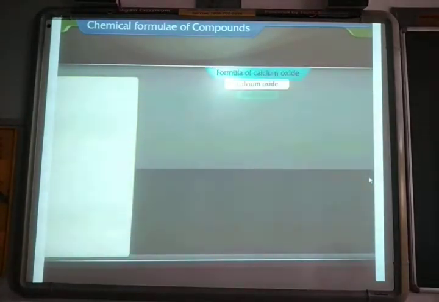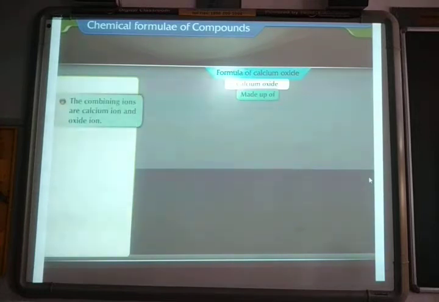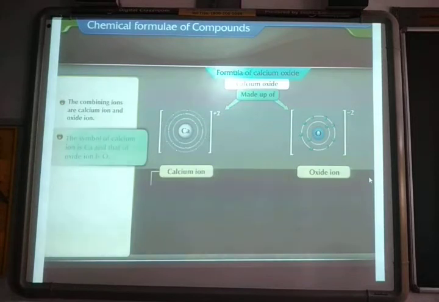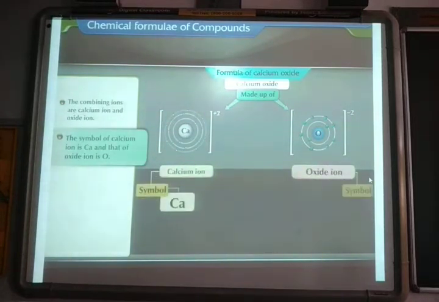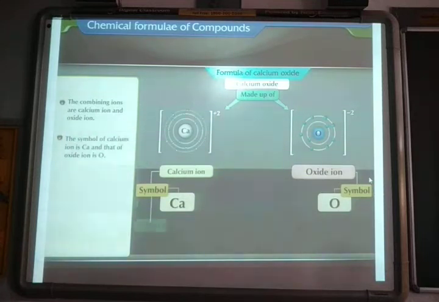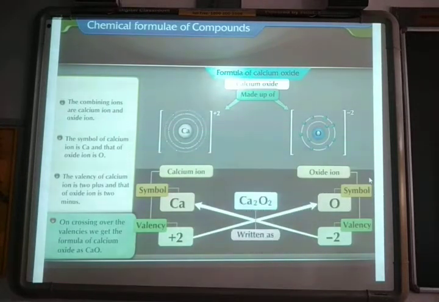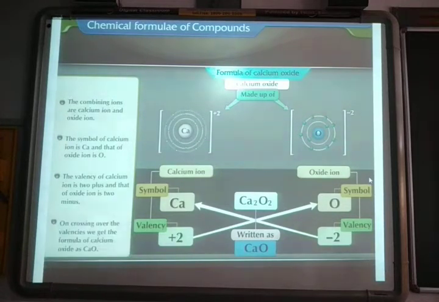Formula of calcium oxide. The combining ions are calcium ion and oxide ion. The symbol of calcium ion is Ca and that of oxide ion is O. The valency of calcium ion is 2 plus and that of oxide ion is 2 minus. On crossing over the valencies, we get the formula of calcium oxide as CaO.